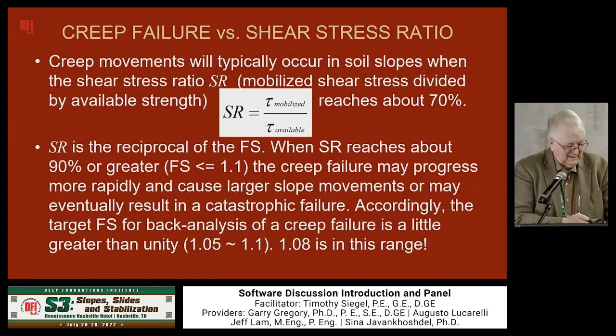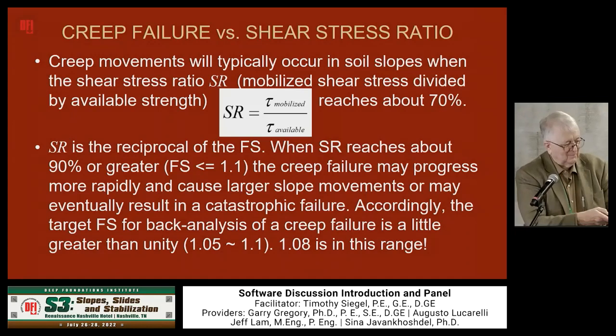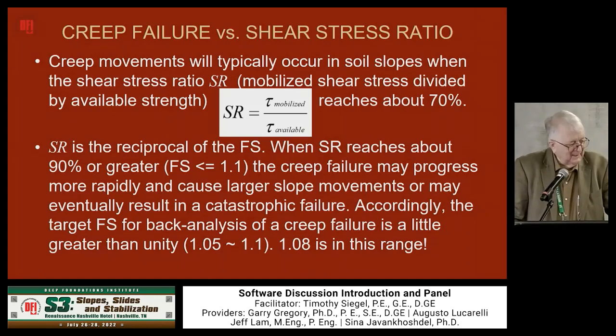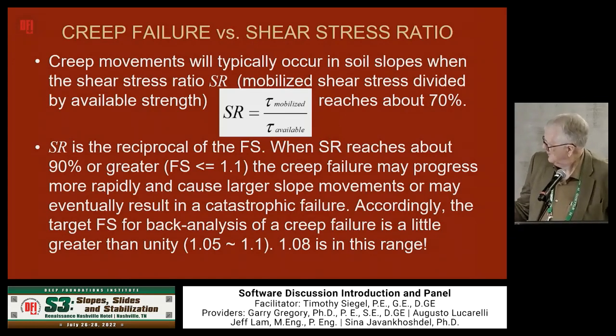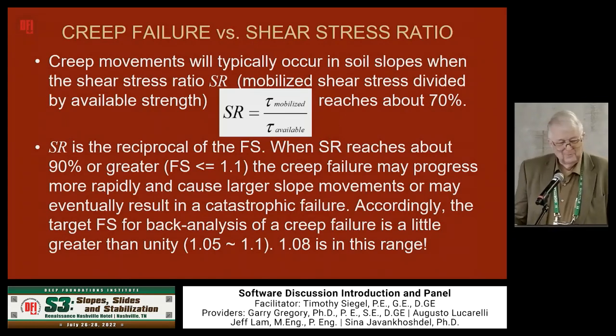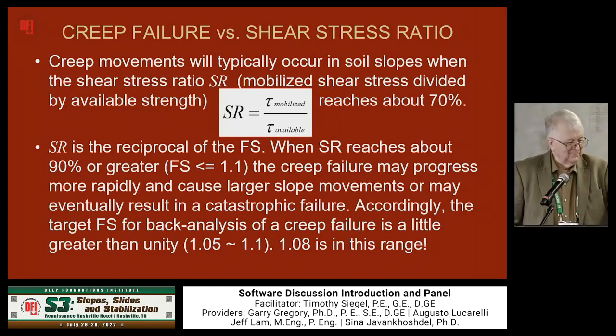And so that means you've got a factor of safety of 1.1 or less when you have that condition, when it reaches about 90% or so. And so typically in discussions with George and my observations over time, that is usually about 1.05 to 1.1 in that range. And if you notice the 1.08 I got, it's certainly in that range.